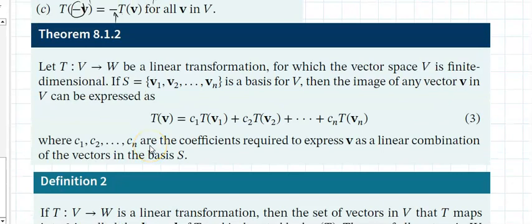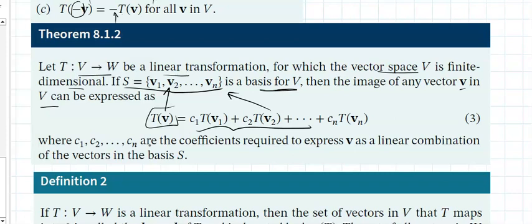Now, redefining a few things. Let the transformation from V to W be linear, for which the vector space V is finite dimensional. If S consists of the bases of V, then the image of V can be expressed as the transformation of V, a linear combination of the bases, where C sub 1, C sub 2, C sub 3 are the coefficients required to express V as a linear combination, or the weights.